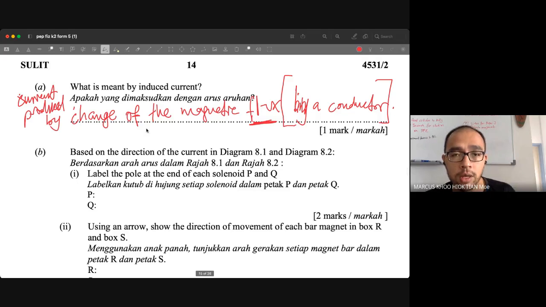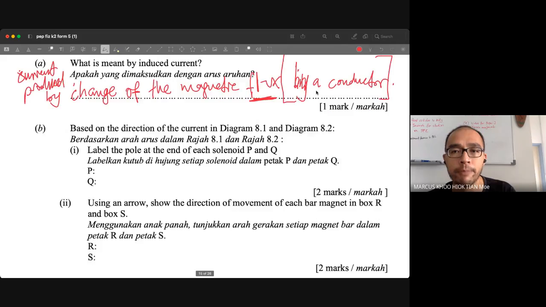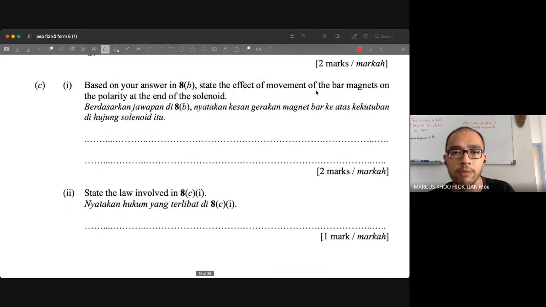So those of you who got this wrong, which is about 90% of you, please remember this. I'm actually very proud that you got this magnetic flux right. This is very good already. But I want you to do better, by adding the words by a conductor. Make it complete.